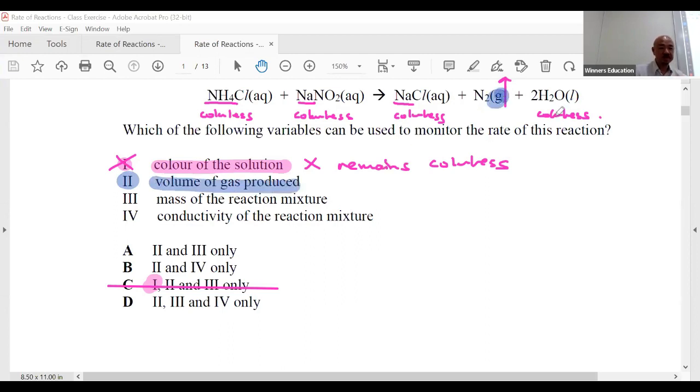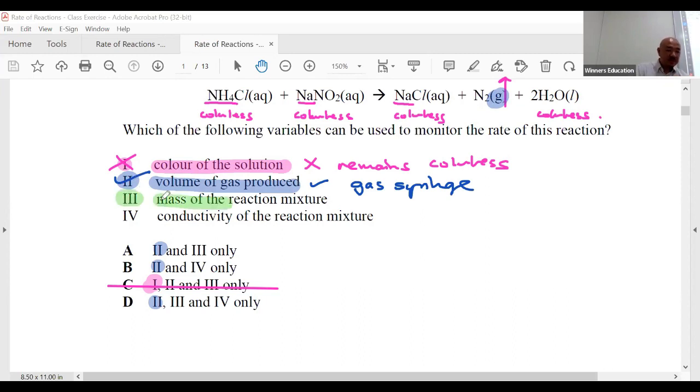Number 2, volume of the gas produced. Obviously, we talk about this. There is a gas here. We can measure using a gas syringe, correct? And then we can track the amount of gas. So number 2 is good. So every time I have a number 2, I will think it's the answer. At the moment, it doesn't help us at all. That's how we get full marks.